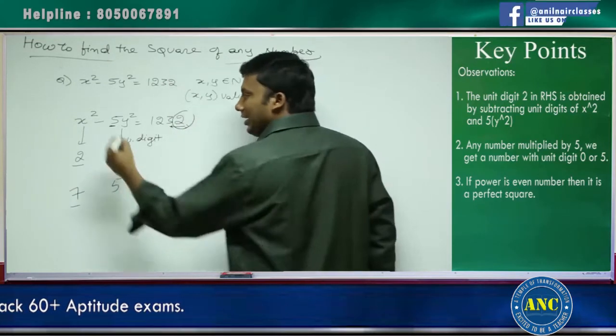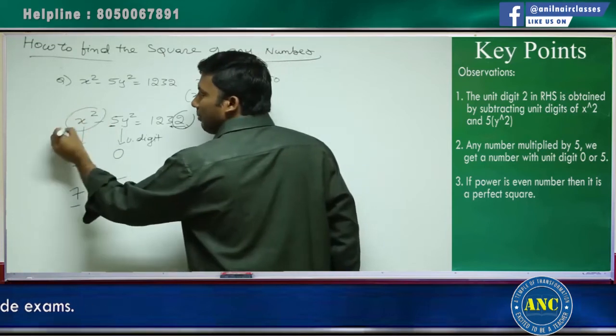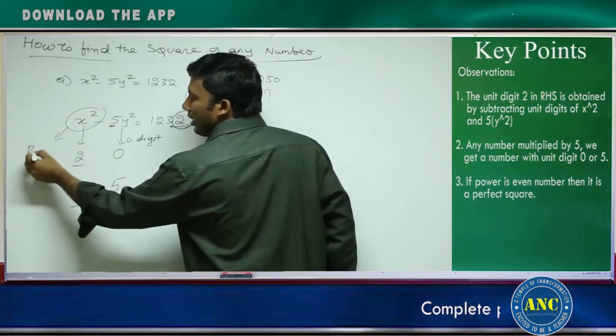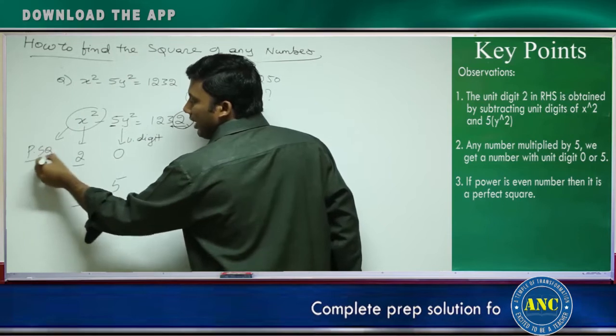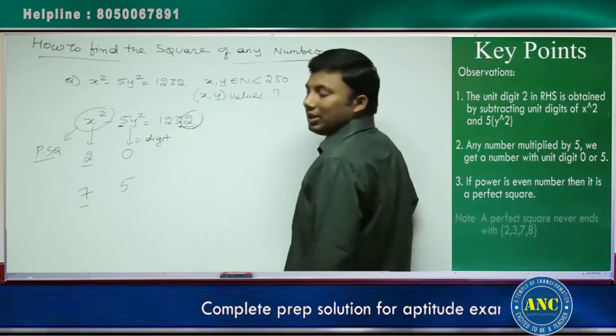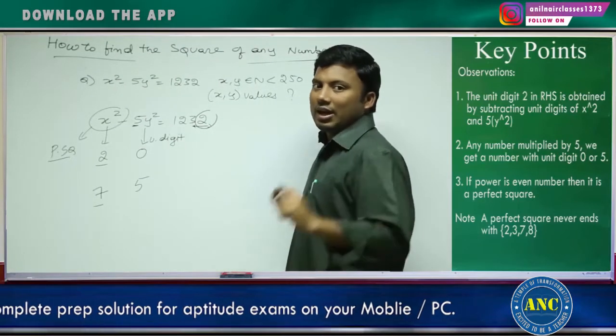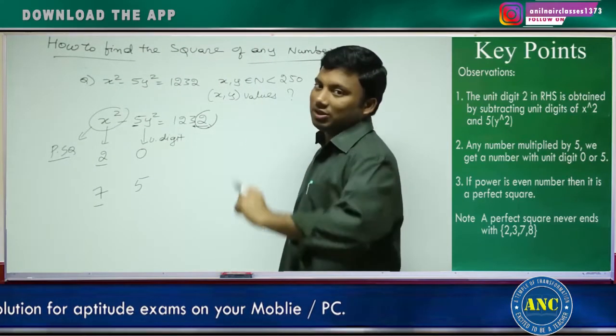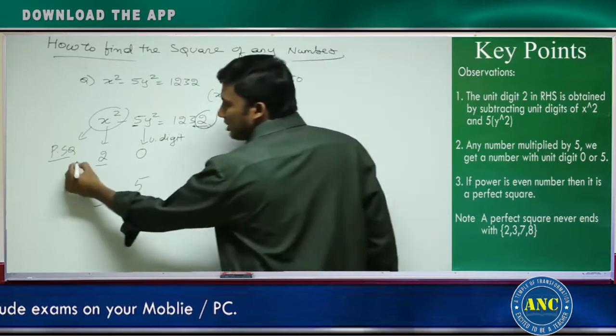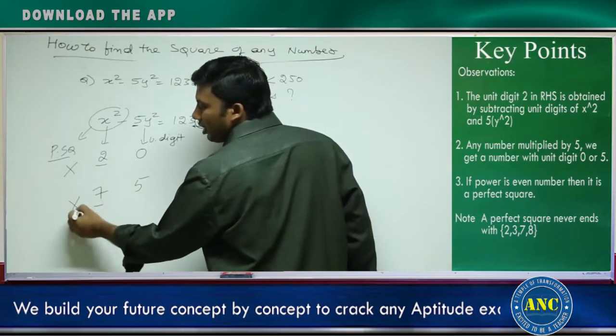7. But we already discussed, if the power is an even number, then the number is a perfect square. Can a perfect square end with 2? Can a perfect square end with 7? We already discussed it just now. A perfect square never ends with 2, 3, 7 or 8. So this case is not possible. This case is not possible.